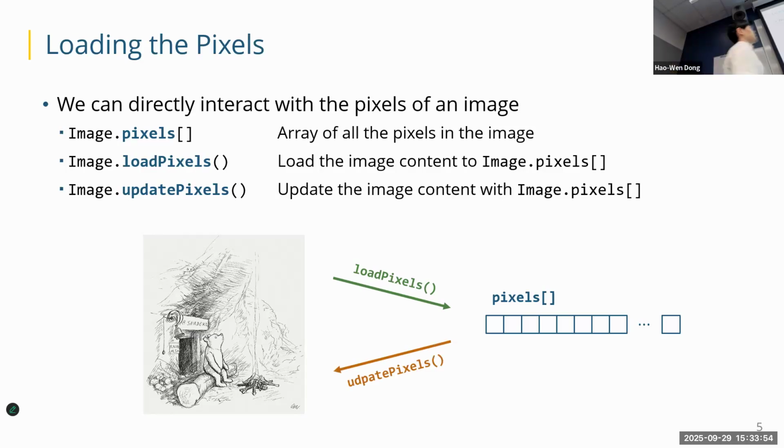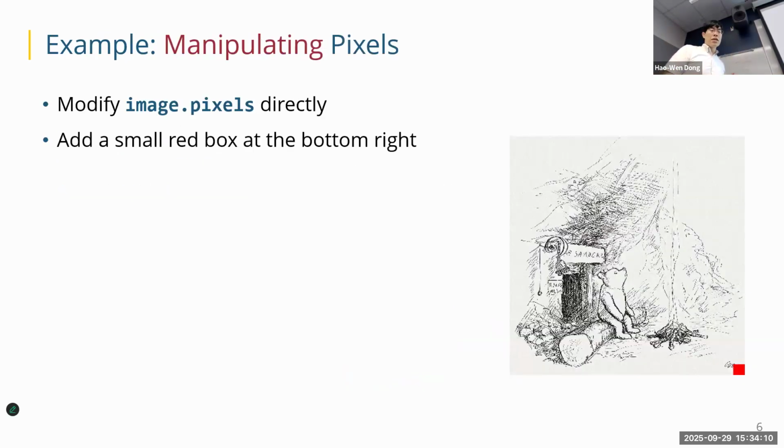Now you can also have updatePixels. You can actually change things inside this pixel array, and then you do updatePixels so that the image will show up like that. This is a bit tricky, but we can see it in an example. The idea here is that we want to modify image.pixels directly. We want to add a small red box at the bottom right. So how can we do that?